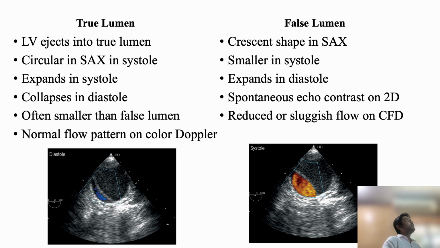So how to identify which is true lumen and which is false lumen? Number one, the LV ejects into the true lumen. So it expands during systole, it is circular in short axis during systole, and it collapses in diastole. It's just the opposite in the case of the false lumen. It is crescent shaped in short axis, smaller in systole, and expands in diastole. The true lumen is also often smaller than the false lumen. Spontaneous echo contrast can be seen in the false lumen on 2D, with a normal flow pattern on color Doppler in the true lumen, and reduced or sluggish flow in the false lumen.